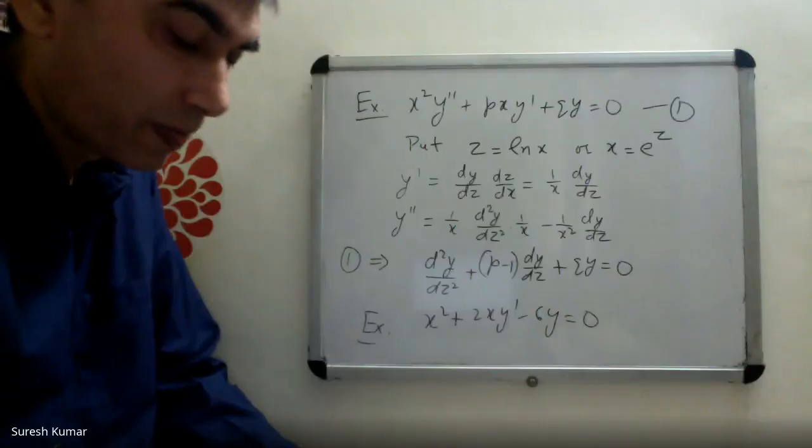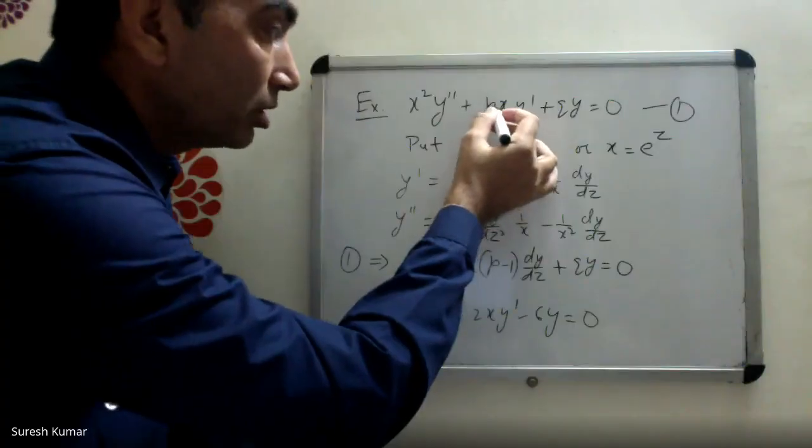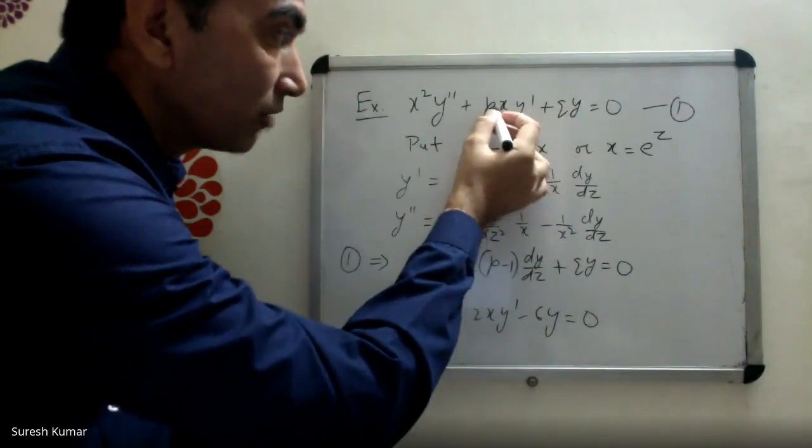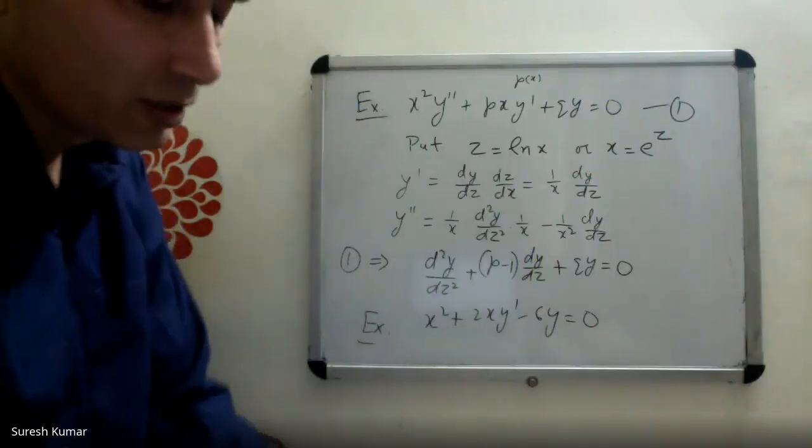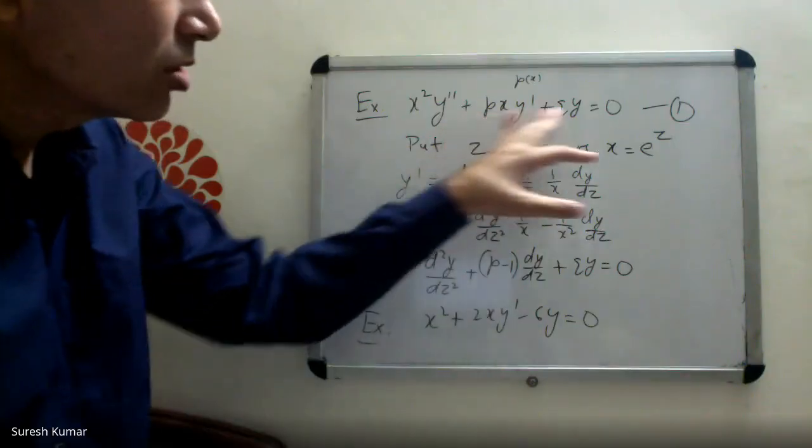Excuse me, sir. In the question, is it p multiplied with x, or p of x? P as a function of x, or is it p multiplied by? No, p and q are constants. If I would write p as a function of x, I would write it. Here p and q are constants.